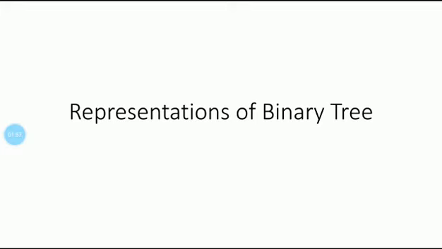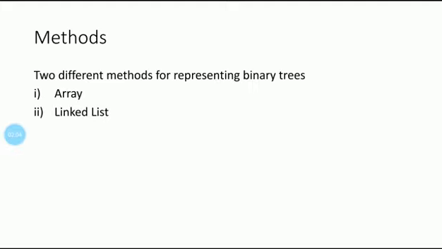And coming to this topic, how to represent binary trees in computer memory. There are mainly two representations. The first one is array representation and the second one is linked list representation. Array representation is somewhat easier to understand when compared to the linked list representation, but both have some advantages and disadvantages. In some cases we can go for array representation, and in some cases linked list representation is used. We will explore these two representations in detail.